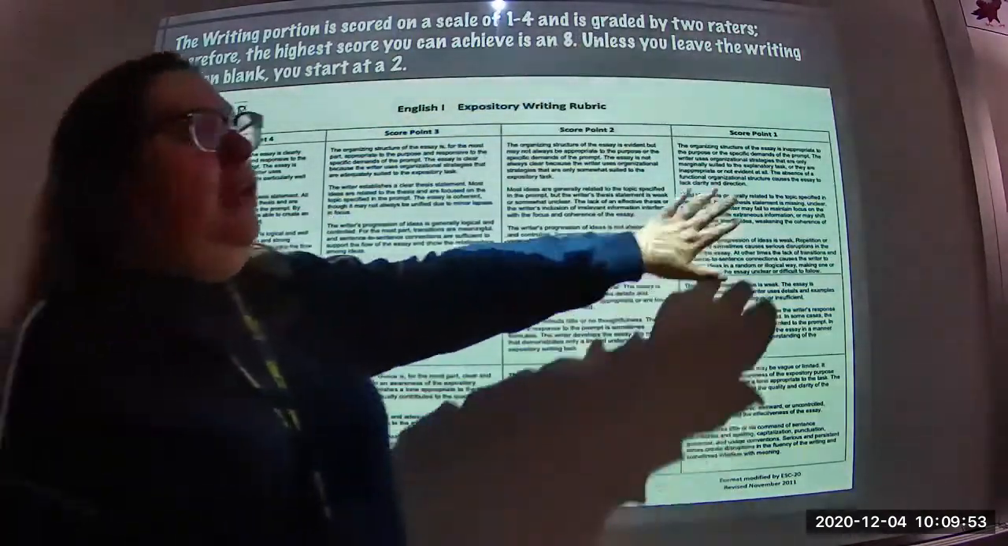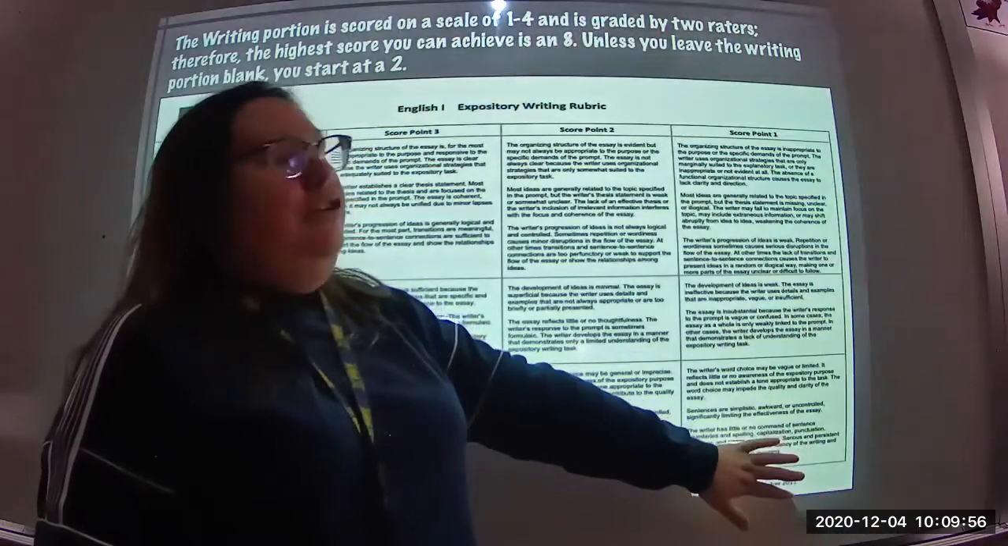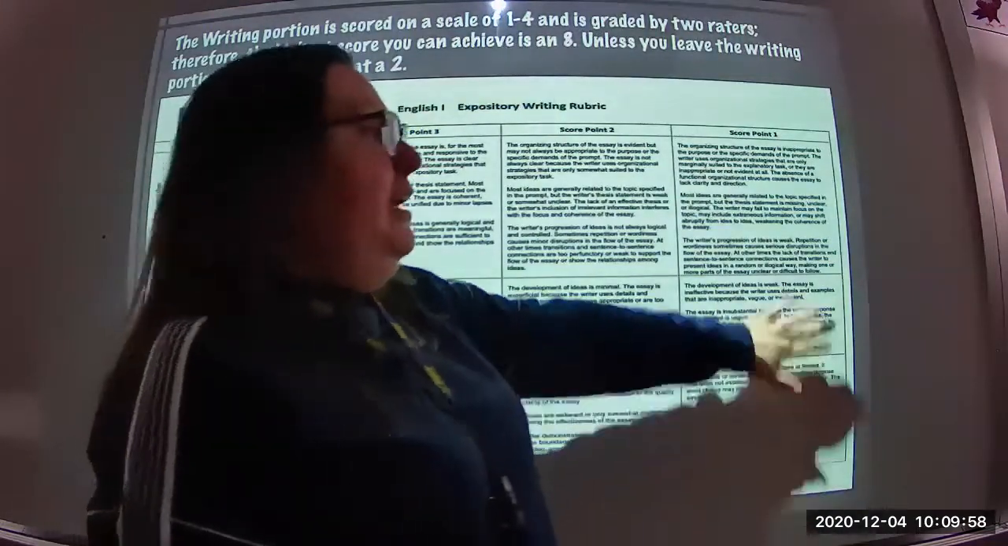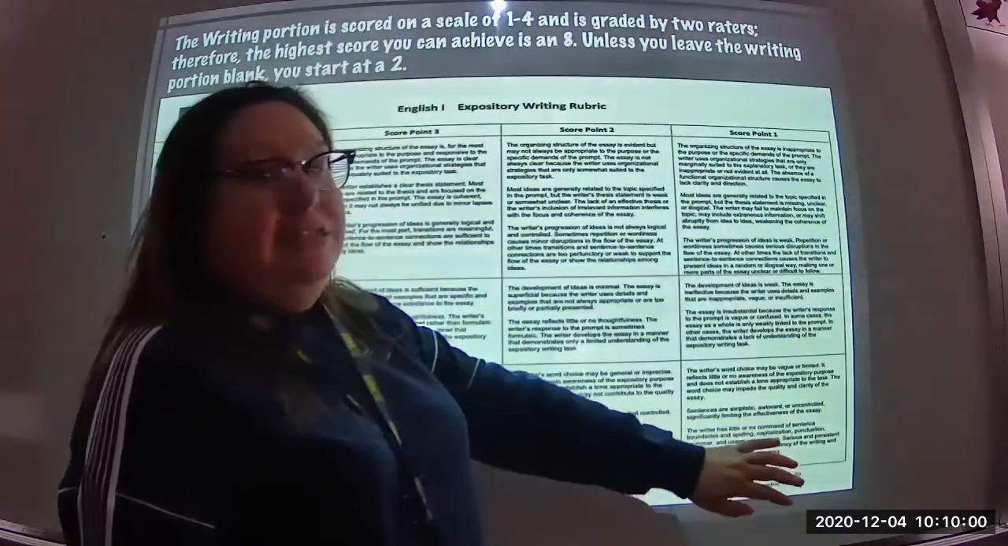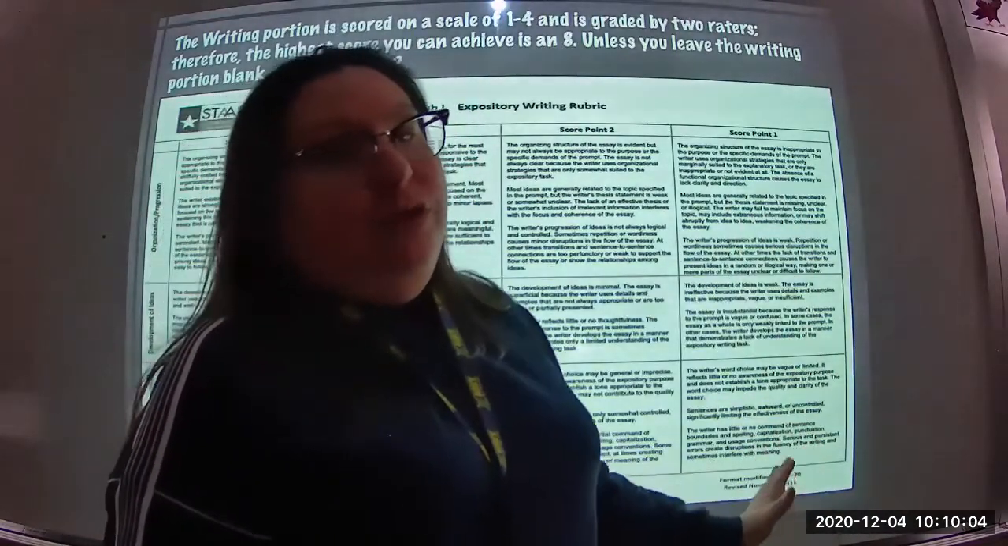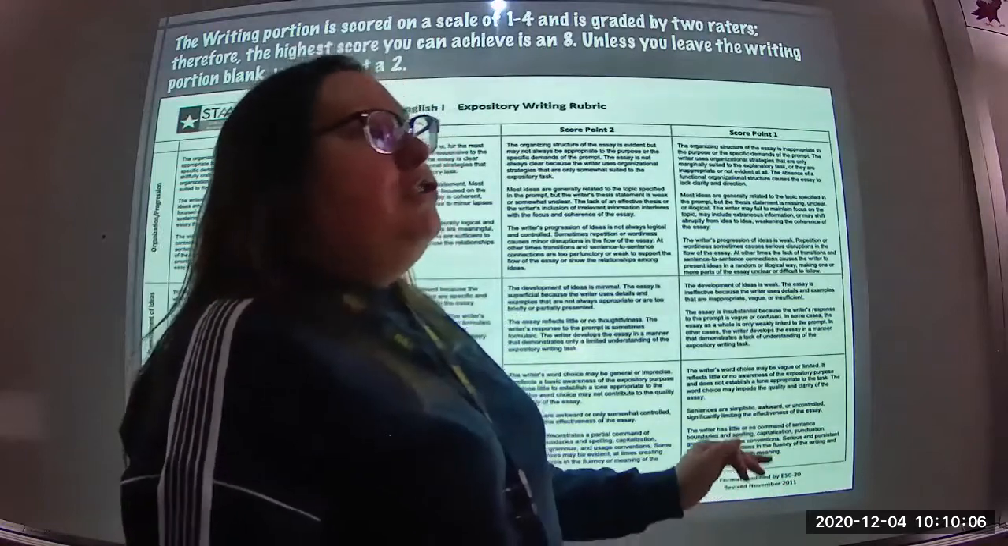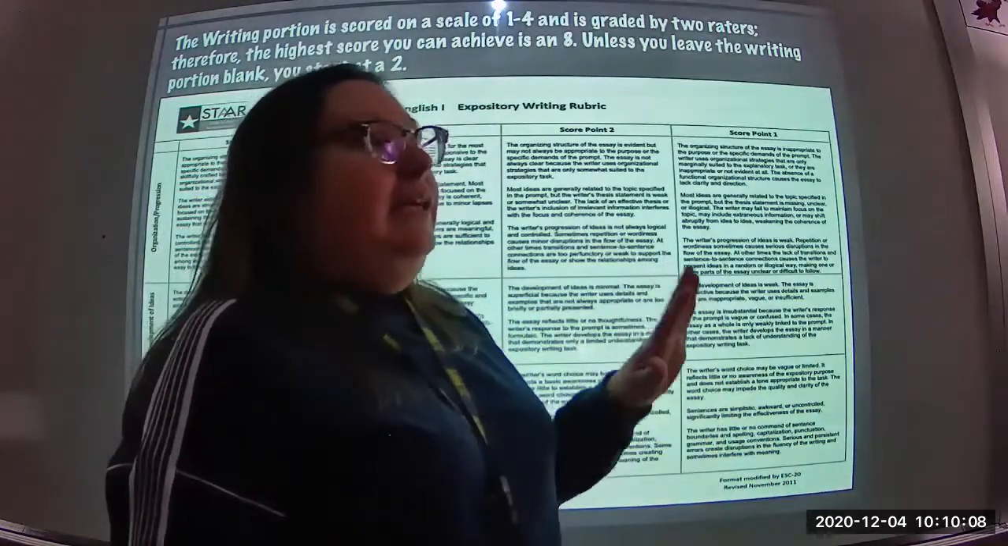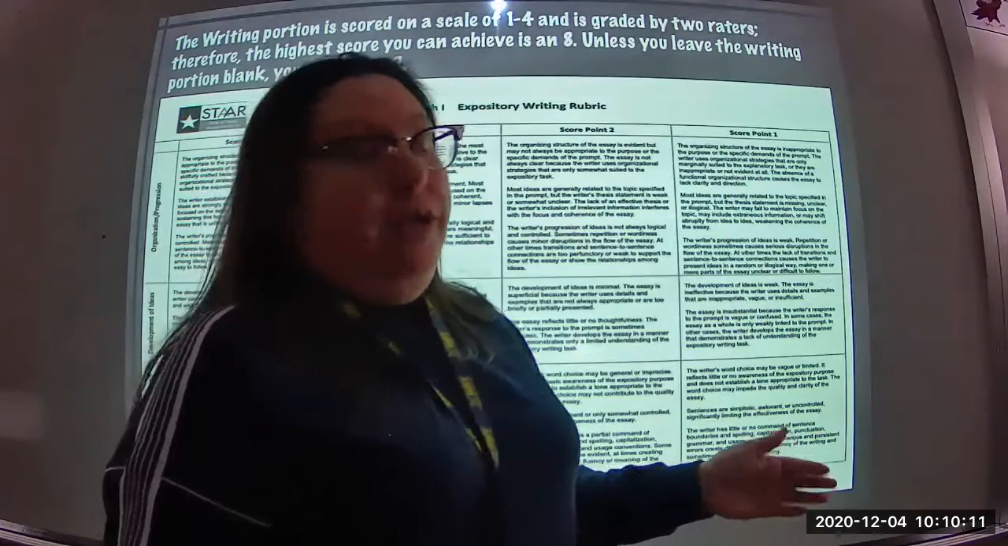Now, to get a 1, basically you just have to write. It doesn't have to make any sense. I've seen some crazy stuff on there before that has gotten a 1, but you cannot pass the STAAR if you get a 1 on your writing. It's very hard to pass the STAAR completely if you make a very low score on your writing, okay?